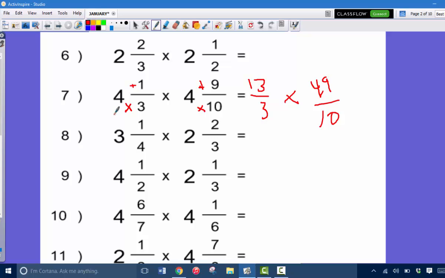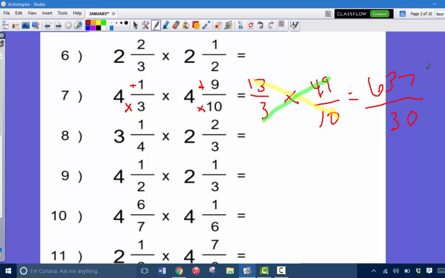I'm going to look to see if I can reduce. Will 3 go into 49, or 13 and 10? Are there any multiples of these two numbers for me to use? I don't think so. Basically what I'm doing is highlighting to see if I can reduce. 13 and 10, that's not going to reduce. 3 and 49, that's not going to reduce either. So I'm just going to have to multiply straight across. If you do the multiplication, 13 times 49, you're going to get 637. And then 3 times 10, that's 30.